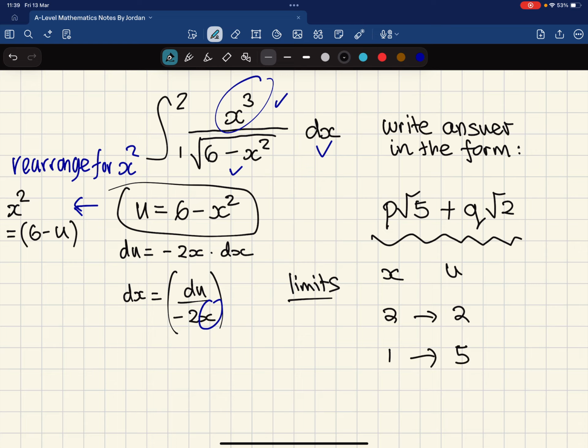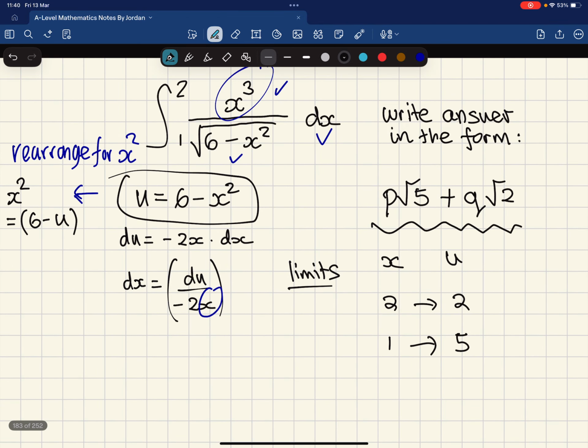Now you might be wondering, well, the top limit was 2 and the bottom limit was 1, so the top limit was bigger than the bottom limit. Now it's swapped round, so it's the other way. That's absolutely fine when you do use substitution. It's not a problem at all. Sometimes you can find that the top limit is lower. Make sure you stay consistent. The top limit still needs to be a 2 and the bottom limit is now a 5. If that confuses you, I will talk about that in a bit more depth in a minute.